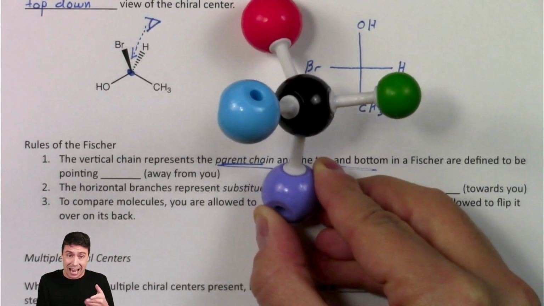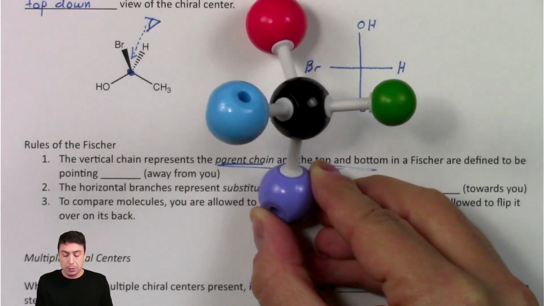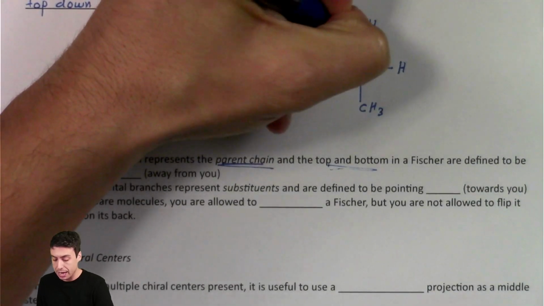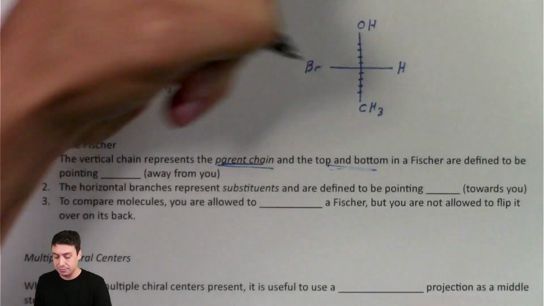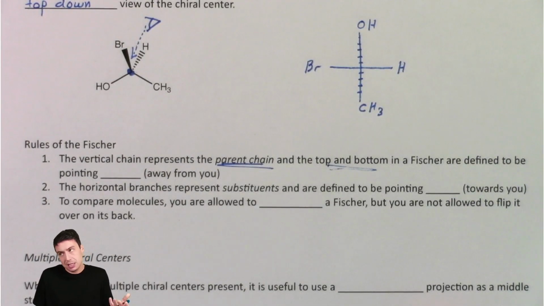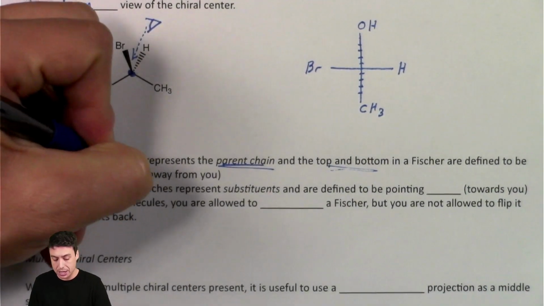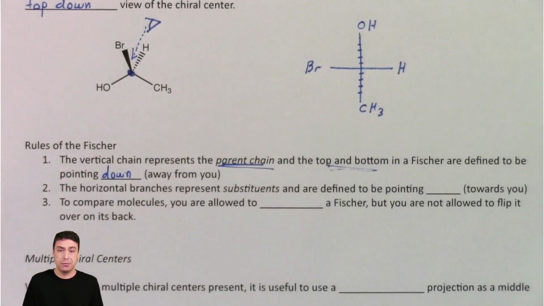They're pointing like down into the paper. So some people look at this Fischer projection and they like to draw it like this, where these things are on dashes. That is not the way that we draw a Fischer, but that is what it represents, yes. So those things on the vertical chain are really kind of pointing down away from you like that. Think of them like on dashes, that's the top and the bottom of the Fischer.